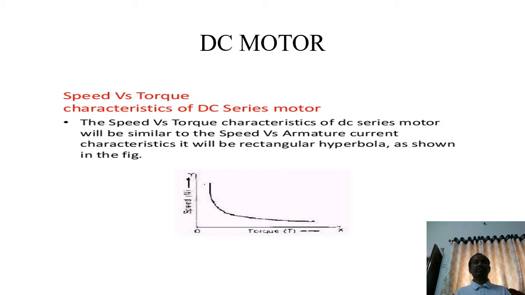Next one, N is directly proportional to Eb. So there is a curve you can draw: N versus armature current, speed versus armature current. Next one, torque is directly proportional to phi Ia.